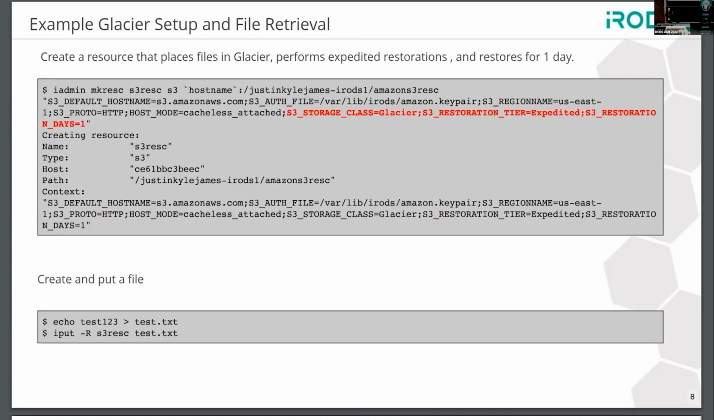Okay, and so to make how this works in iRODS more concrete, I've given an example of the usage of this. So first we make an S3 resource. We're doing it in streaming mode, and we've set the storage class to Glacier, the restoration tier to expedited, and the restoration days to 1. So we created the resource on the top here, and then next we had to create a test file and put it to the S3 resource. So we did that.